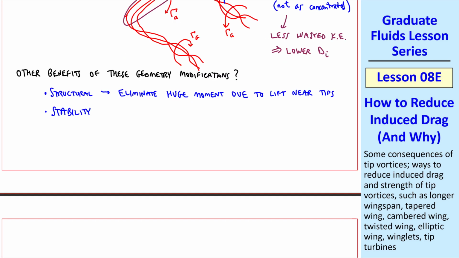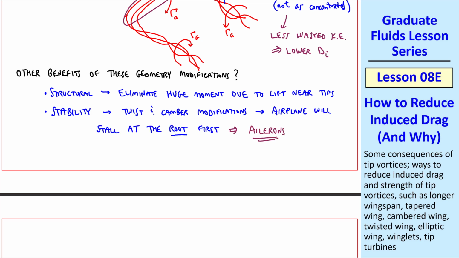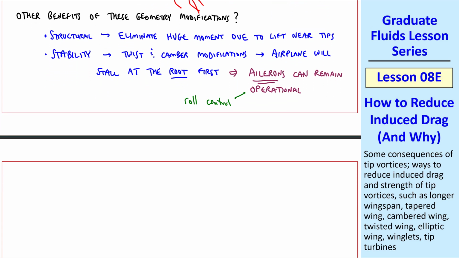There's also a stability advantage. Twist and camber modifications, for example, will make the airplane stall at the root first. The ailerons near the wingtips can remain operational. Ailerons are important for roll control, by the way. If stall occurred near the tips first, we would lose this control.